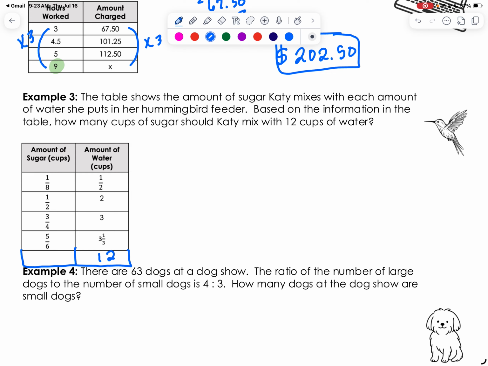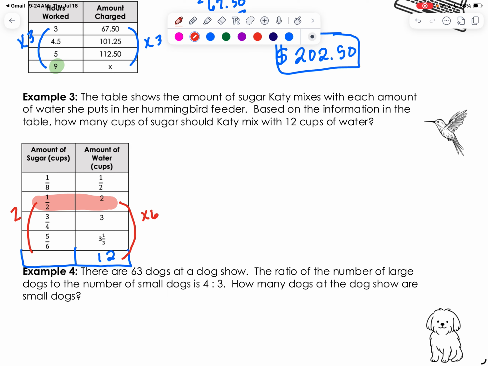Now, when I have a choice between two ratios to use, I always use the smaller one because the numbers will be smaller and easier to work with. So I'm going to use this ratio here to solve the problem. So what we want to do is see what would I need to do to scale from 2 to 12. Well, hopefully you said multiply it by 6. So if I multiply the 2 cups of water by 6, I must also multiply the 1/2 cup of sugar.